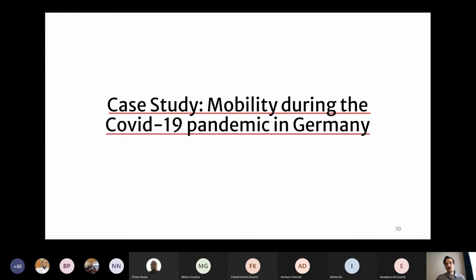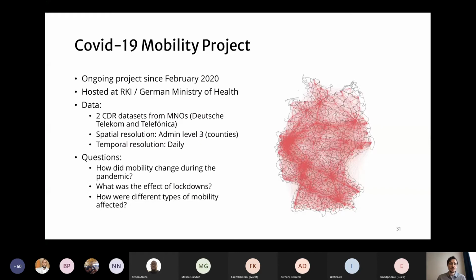And here I want to show, as a case study, the work that we've been doing at the Robert Koch Institute and the Ministry of Health, where we track mobility during the COVID-19 pandemic in Germany using this mobility data. This project was started in February 2020, and it's hosted at the Robert Koch Institute and the German Ministry of Health and done by our group. It basically started because we got two mobile phone CDR datasets from two MNOs in Germany. On the right, you see one of those datasets. So we know the number of movements on a daily level between counties in Germany.